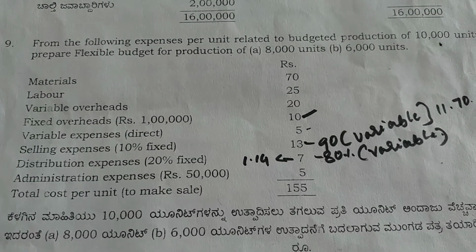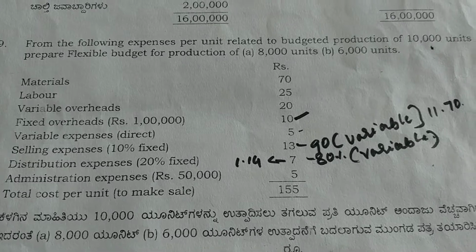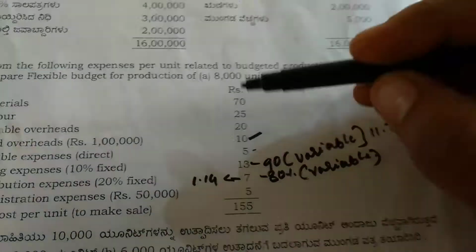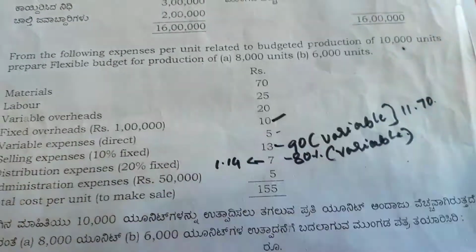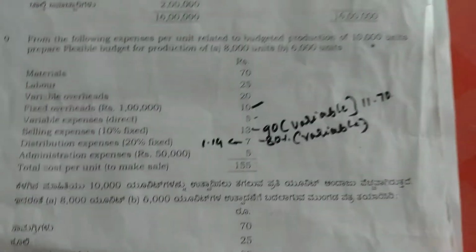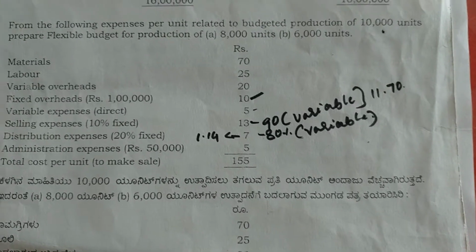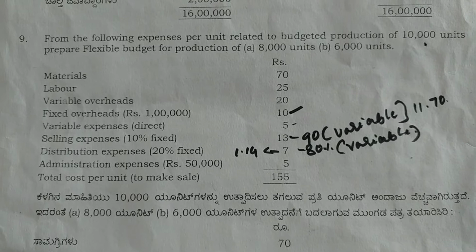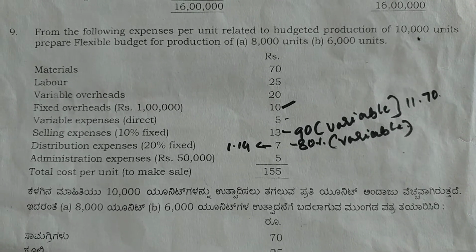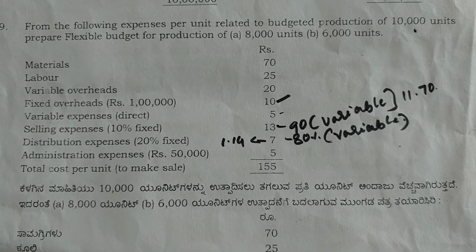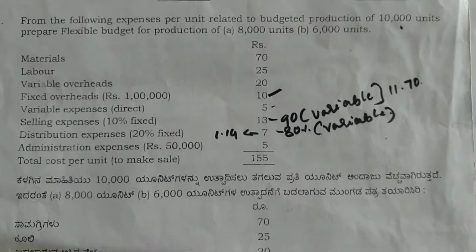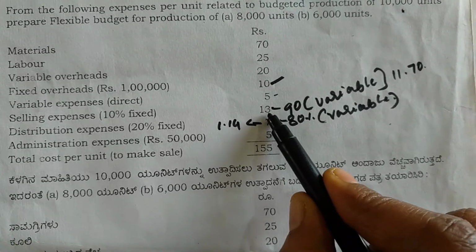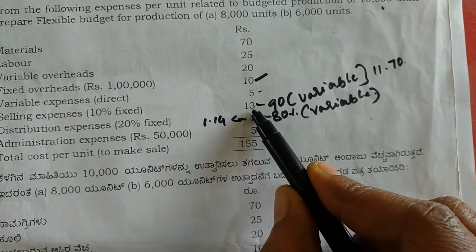And the below information is the cost per unit of the budgeted production of 10,000 units. Materials 70 rupees, labor 25 rupees per unit, and variable overhead is 20 rupees. Fixed overheads are rupees 1 lakh. It is going to be a fixed cost for all the different levels of capacity. Variable expenses 5 rupees, and selling expenses 10% fixed out of 13 rupees.